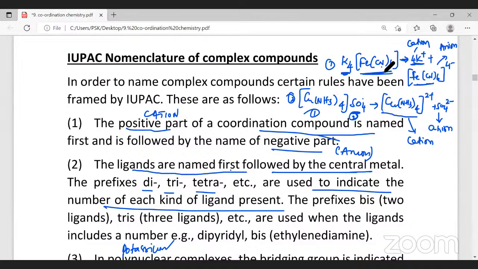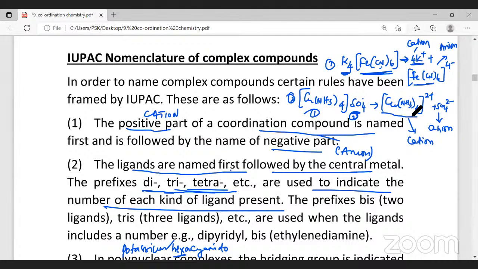When the anion is a complex, you have to name the ligand first. What is the ligand here in this complex? Cyanide. How many do we have? 6. Therefore, it is called hexa. Cyanide is a negative ligand, therefore the name has to end with O: cyanido. Potassium hexacyanido. This hexa is given as a prefix here. I have not completed the naming; we will complete it a little later. I have not named the metal here.